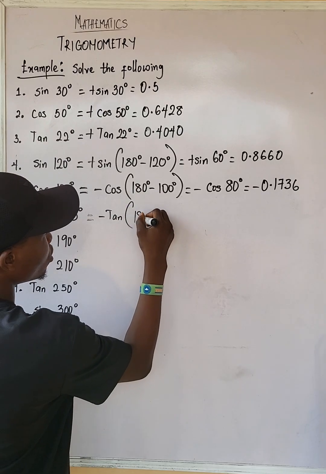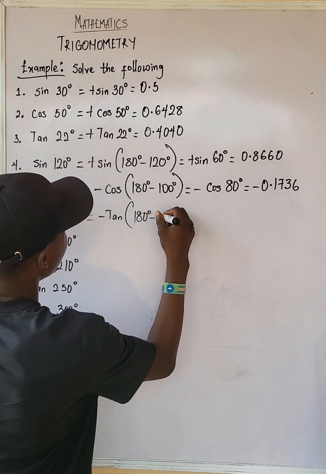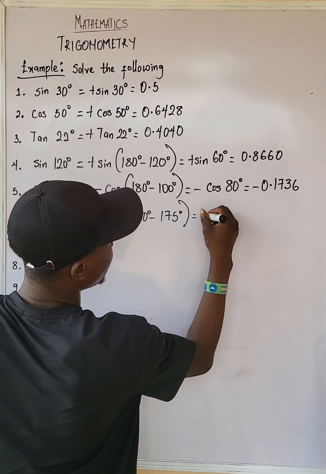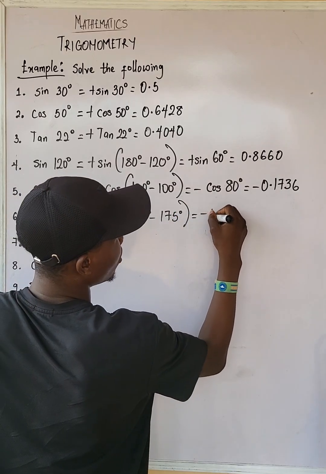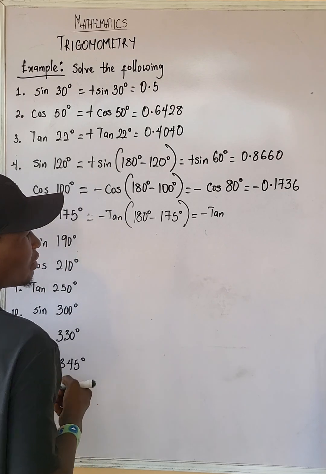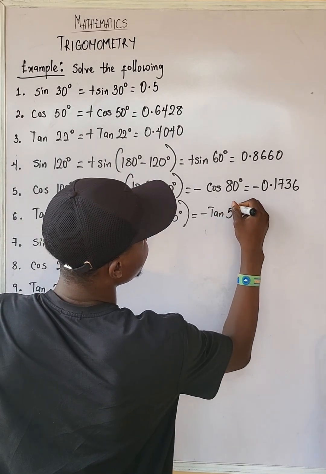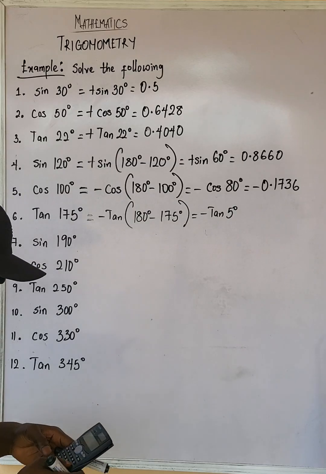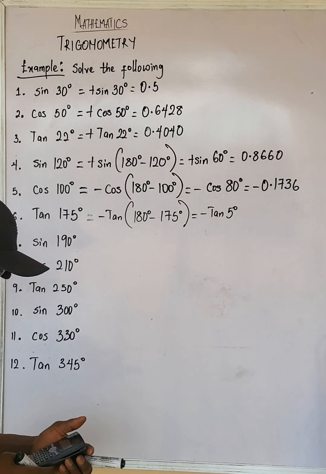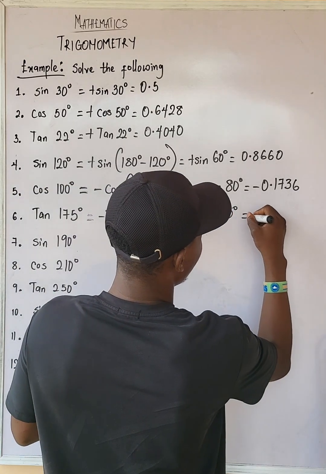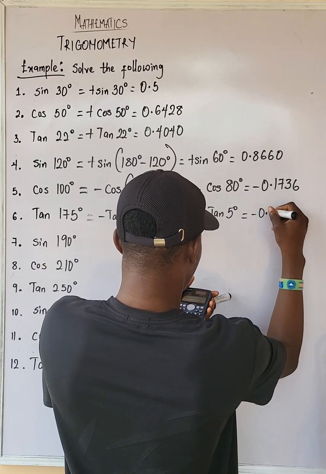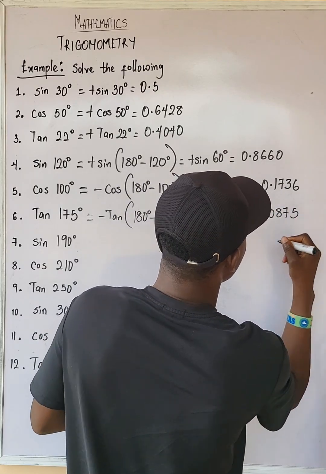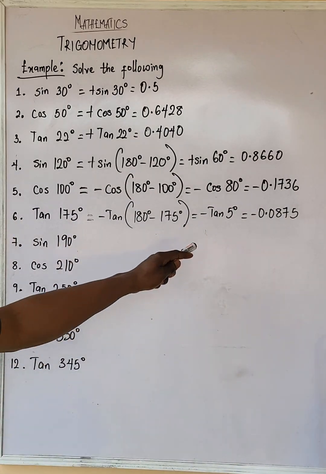Then how do you get the angle? You say 180 degrees minus the angle we have, 175 degrees. That's minus tan. 180 degrees minus 175 degrees will give us 5 degrees, right? So press minus tan 5 degrees. So what do we have? We have minus 0.0875. So that is how we get this.